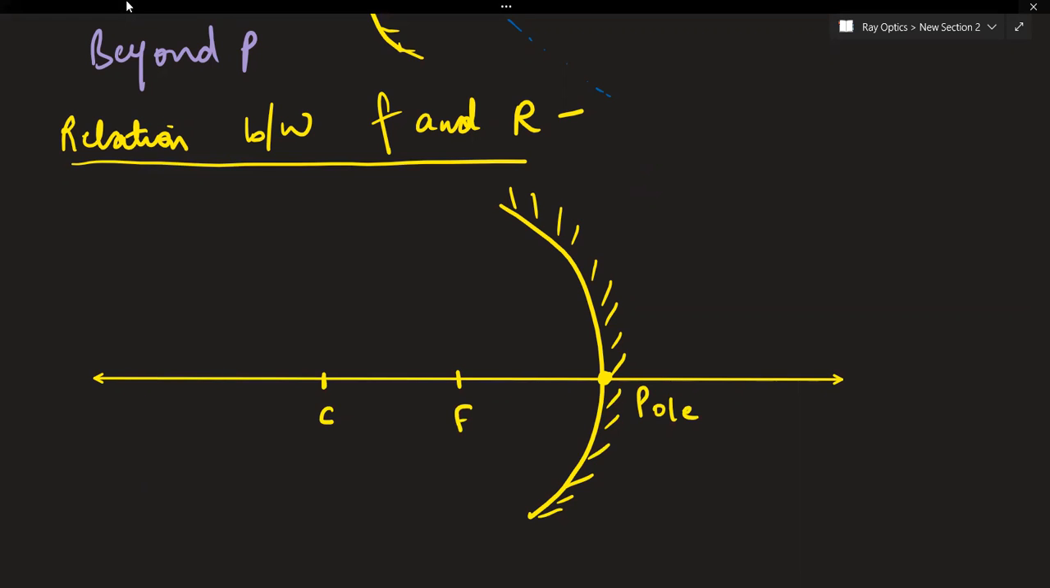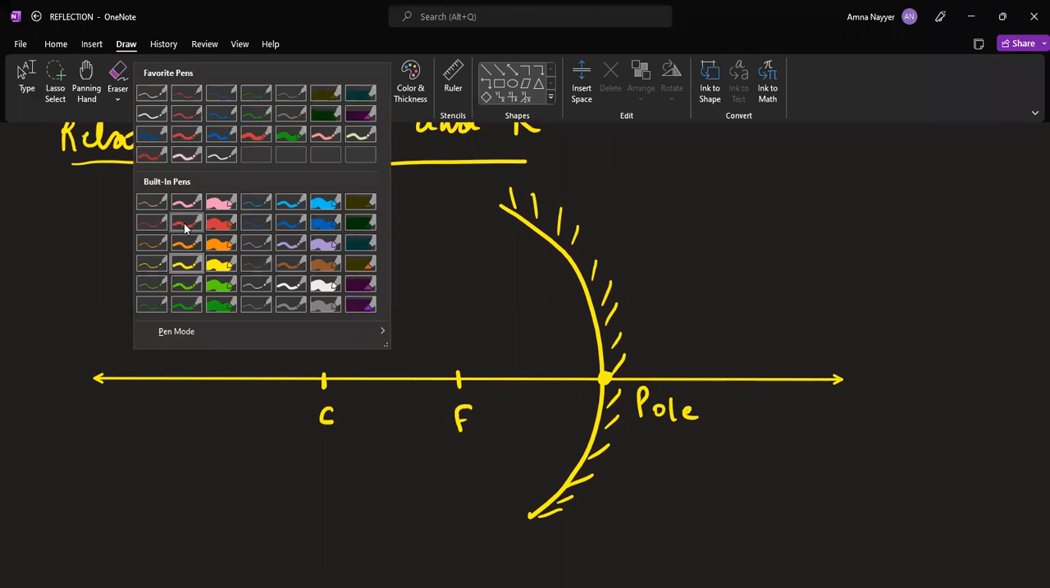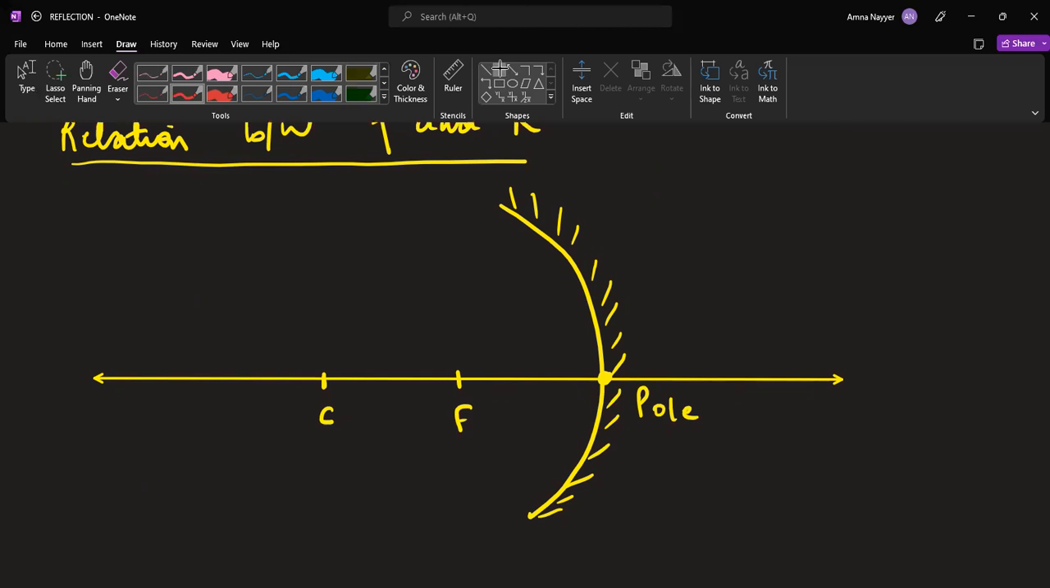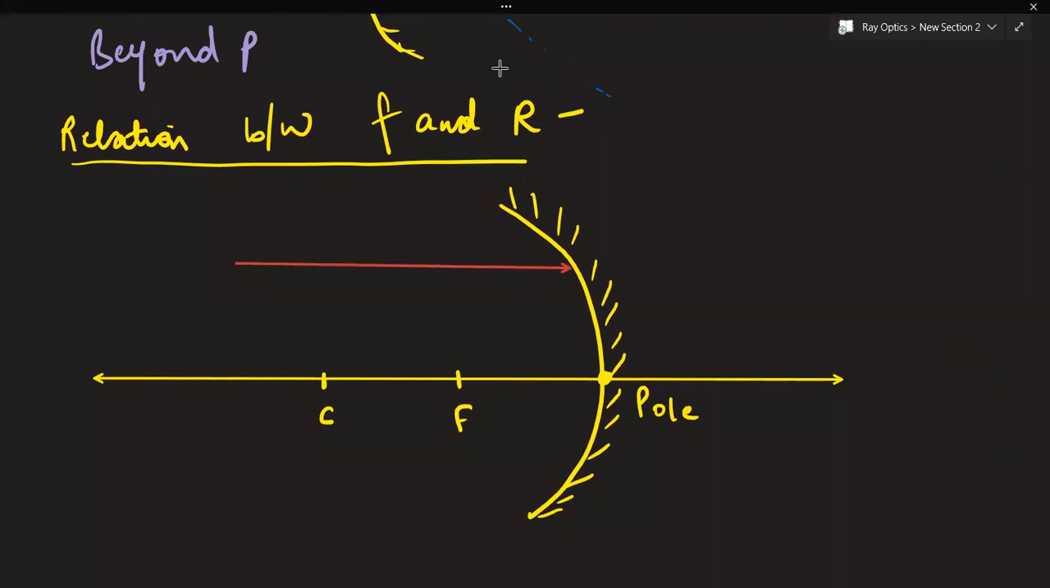So what will happen? Let's say rays are coming. It will strike the mirror and pass through the focus. If I join this, I join this, this is the path of the ray. Let's say this is A, this is B, because we are doing a derivation, that's why we are naming all these. Let's say this angle is alpha.